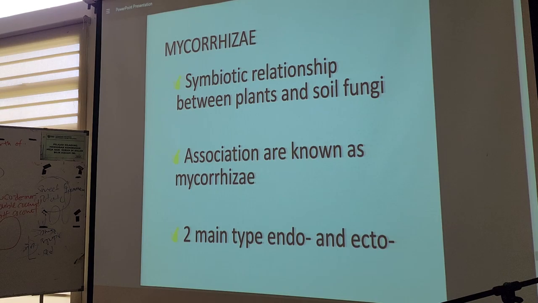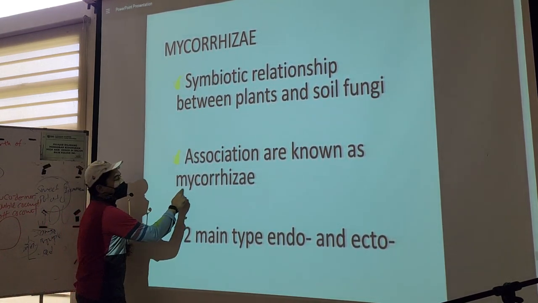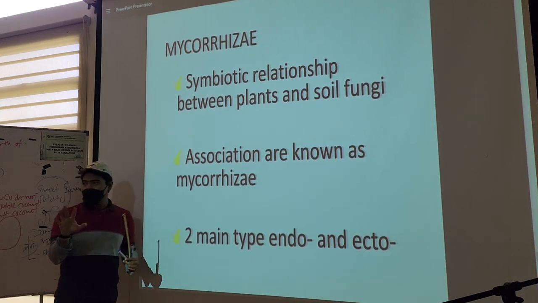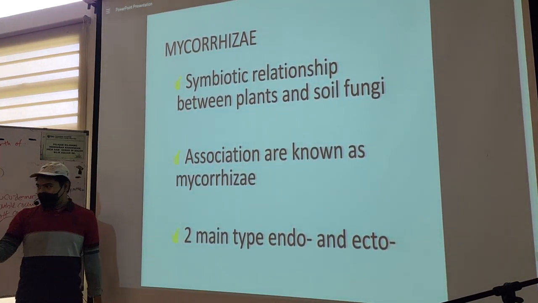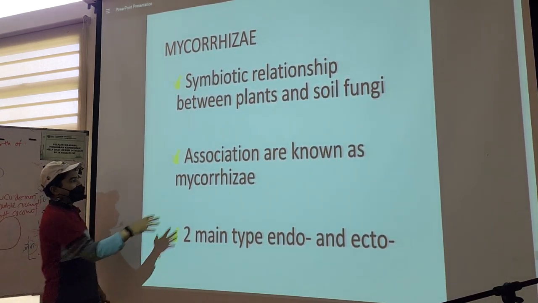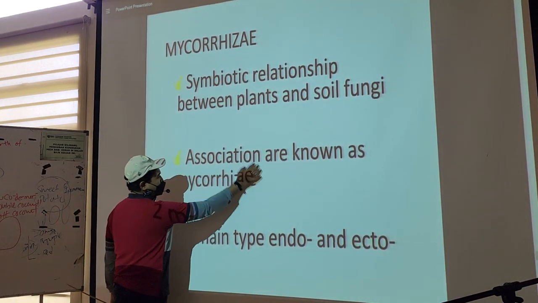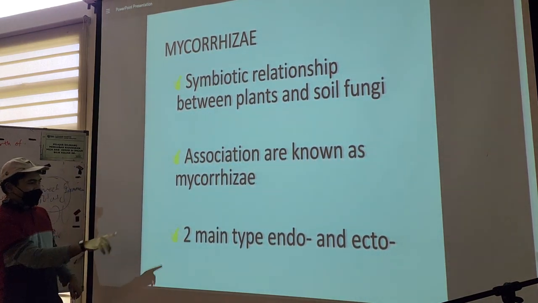Another kind of root is the mycorrhiza. Sometimes inside the root, you can have fungus in it. This phenomenon we call mycorrhiza. Myco means fungus, kulat. Rhiza means root. Fungus and roots. Two types, endo and ecto.